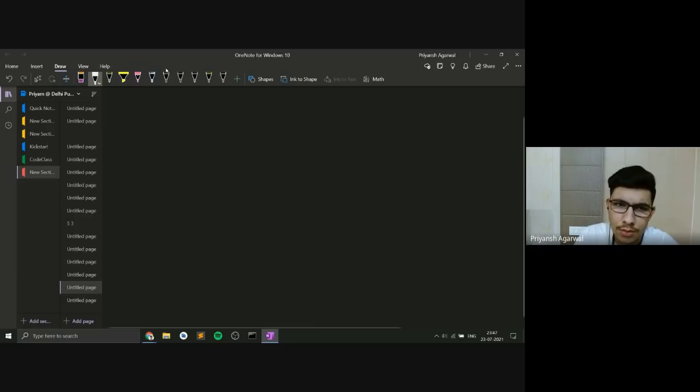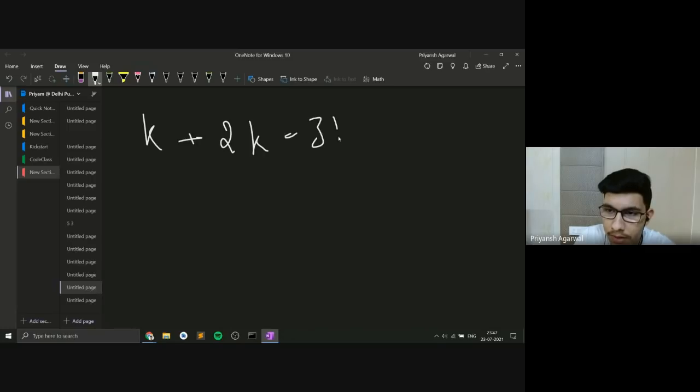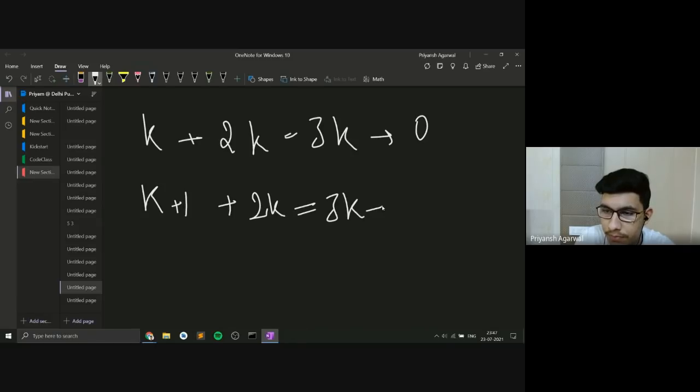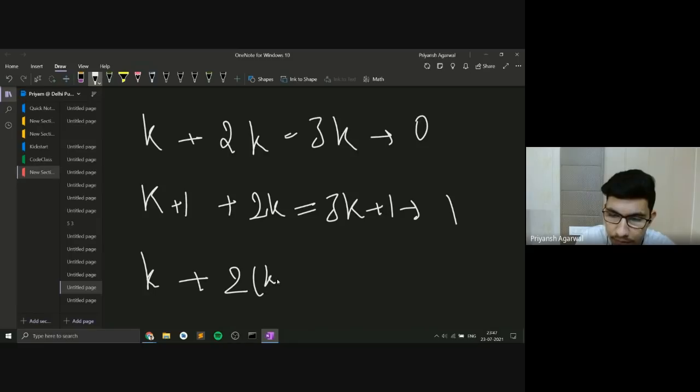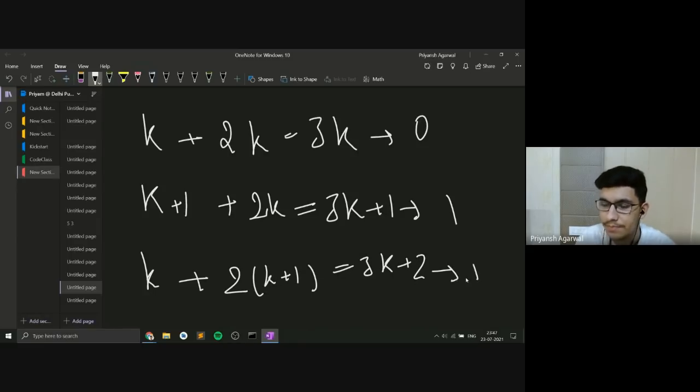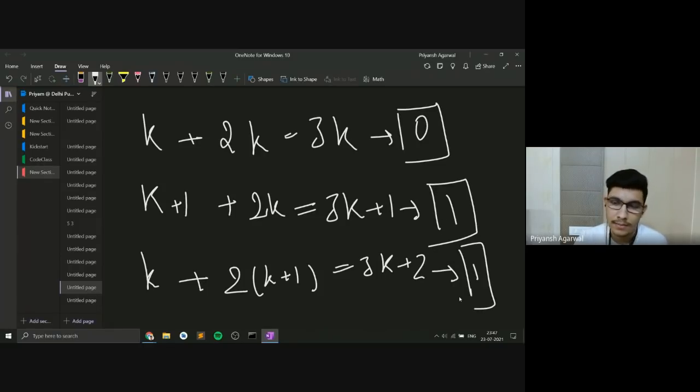So let me just write the equations. You have k plus 2k equals 3k. In this case, your answer is 0. You have k plus 1 plus 2k equals 3k plus 1. In this case, your answer is 1. And you have k plus 2 times k plus 1, which is equal to 3k plus 2. And in this case, again, your answer is 1. So if your answer is not 0, I can say that my next answer would be 1, then I can be sure that my answer is correct, because I just have to find the minimum value, and the minimum number greater than 0 is 1.